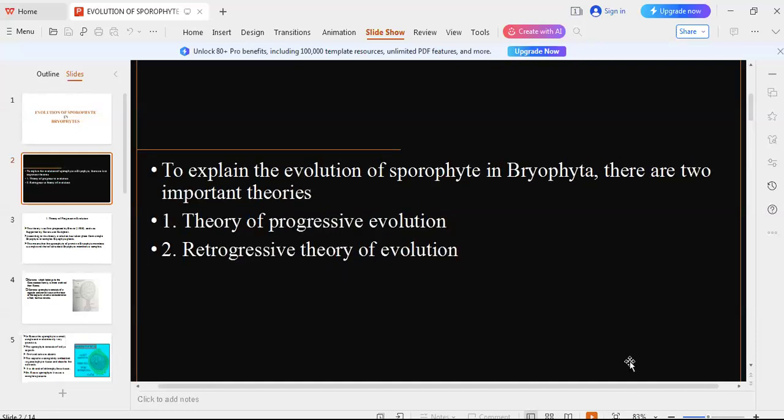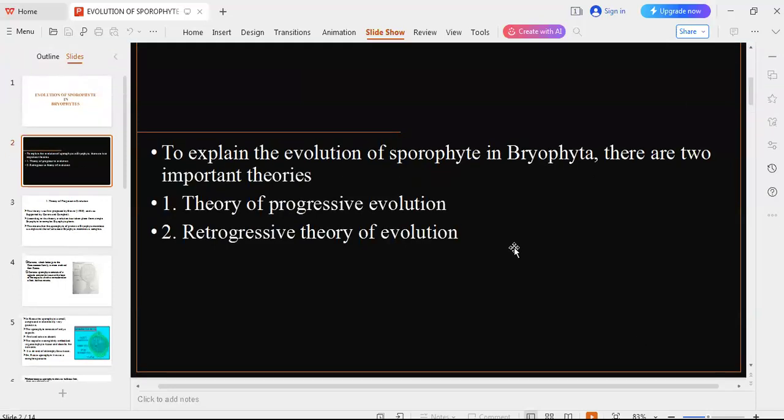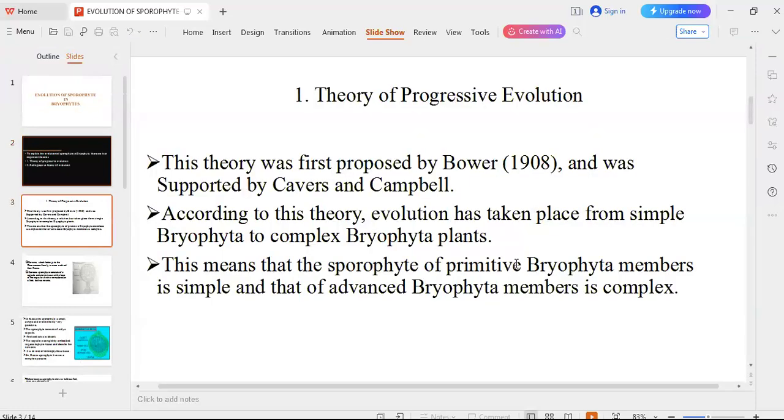Madam, please proceed. Okay, sir. So, good afternoon, my dear students. Today our topic is evolution of sporophyte in Bryophyta. This is a very important topic. To explain the evolution of sporophyte in bryophytes, there are two important theories: the theory of progressive evolution and the retrogressive theory of evolution. First I will explain the first theory, progressive evolution.